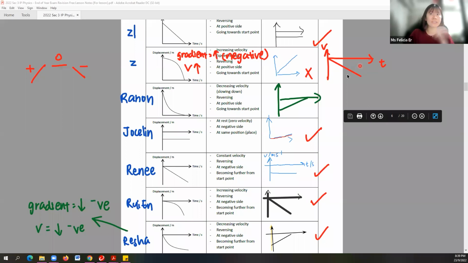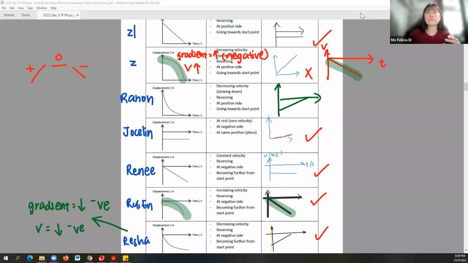So you don't understand my explanation just now, is it? Okay, then for Rachel's question on this and this, why are the answers the same? It's because for both of them, the gradient, as in the shape, is the same. You see, if I highlight it, isn't it the same shape? So same shape, then the answer is the same.